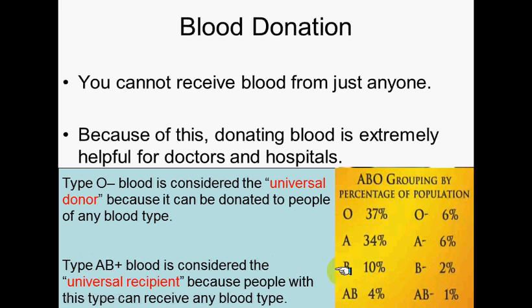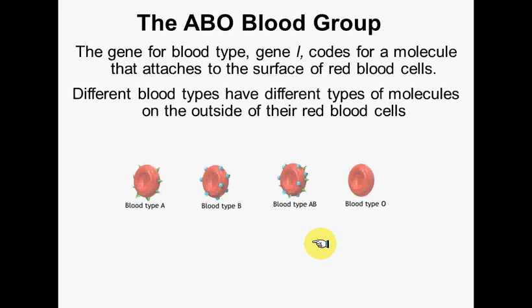So what these genes do is they code for molecules on the surface of the red blood cell. Different types of blood have different types of molecules. Blood type A has one type. Blood type B has another. If you look at blood type AB, it has both. Do you see? It's got the blue and the green. It's kind of an example of both. And blood type O has neither one.